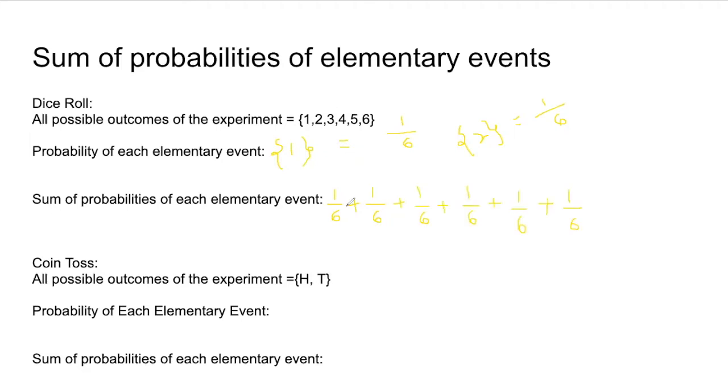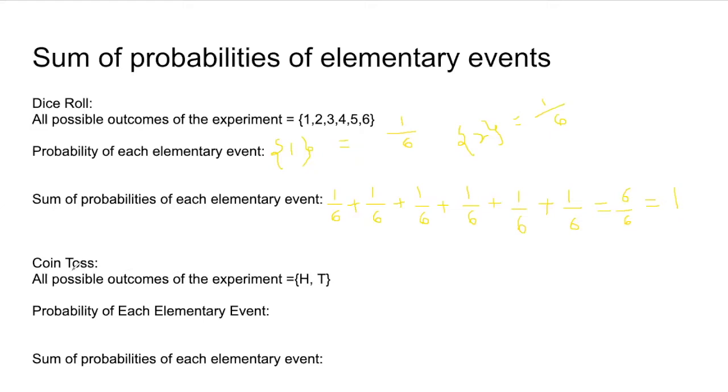So for all the events we have written here, 1, 2, 3, 4, 5, 6, these are all the possible outcomes. So for all the possible outcomes we have written the probability. If we add them, what will happen? The denominator is the same, 6, so we can add the numerators. So 1 plus 1 plus 1 plus 1 plus 1 plus 1 is 6. So 6 by 6 is 1. So this is a sure event. So the sum of probabilities of all the elementary events is 1.